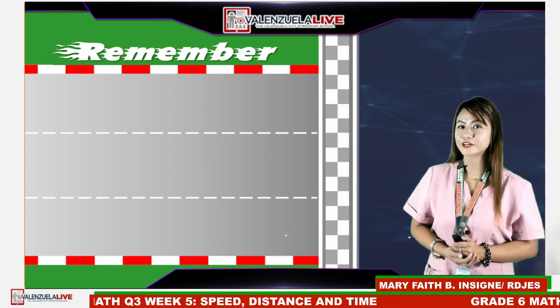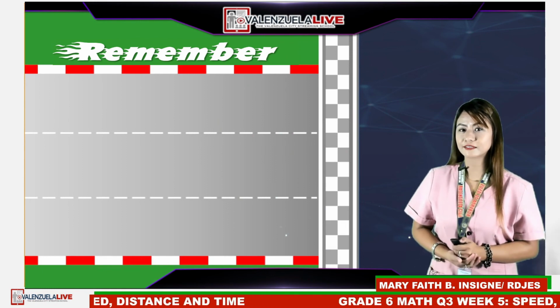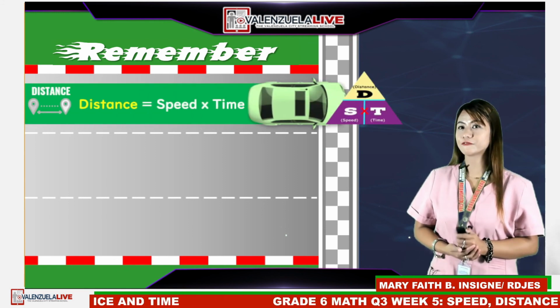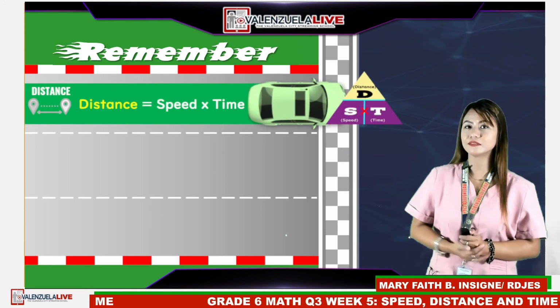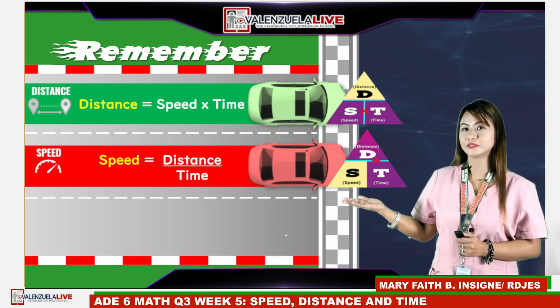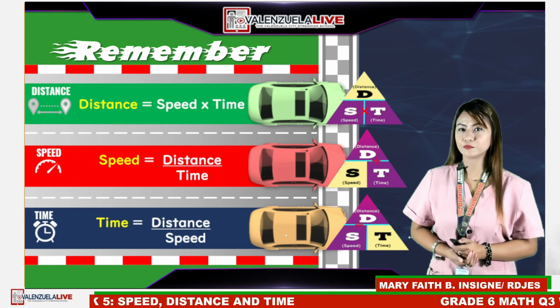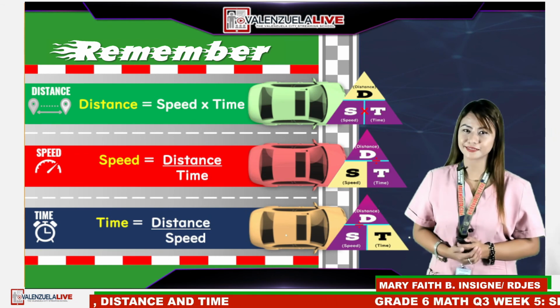And don't forget the formula triangle to remember the formula in speed, distance, and time. So the formula in distance, we have speed times time. The formula of speed, we have distance divided by time. And to calculate the time, we must divide distance and speed.